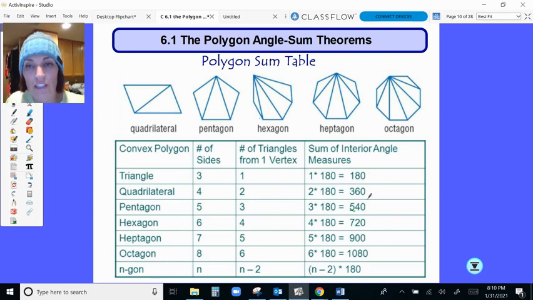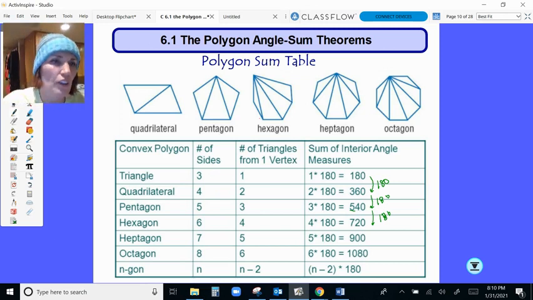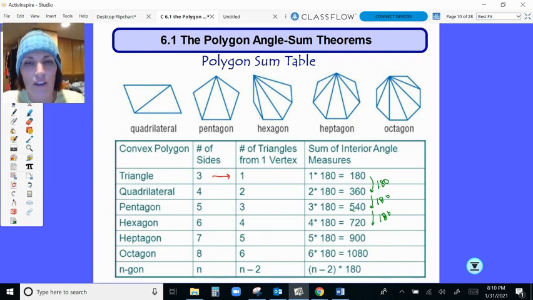Okay, so you'll notice each one of these increases by 180 each time. Up by 180, up by 180, up by 180, etc., because we're adding a triangle basically every time, okay? And so you'll notice that each of these right here, I'm going to say 2 less. The number of triangles is 2 less than the number of sides. 2 less than the number of sides.